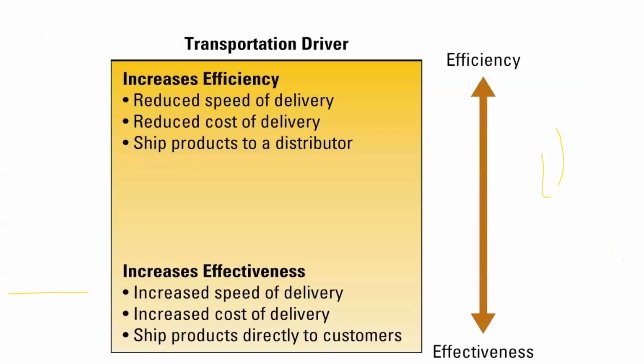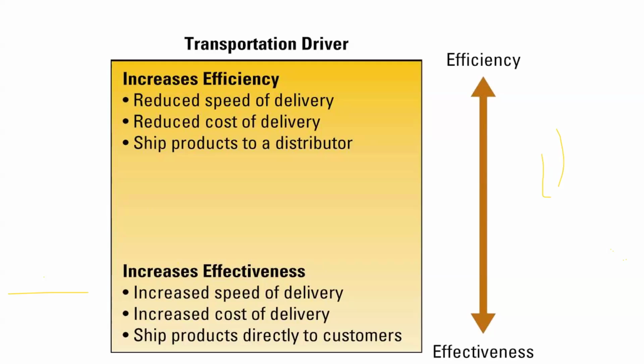So, efficiency and effectiveness. To increase efficiency, reduce the speed of delivery, reduce the cost of delivery, and ship products to a distributor. Instead of going directly with the last mile delivery to the consumer, go with a distributor. So from the distributor, it goes to the retailer, and from them, the customer would buy the product. So here, there is no need for any urgency. So you're reducing the speed.